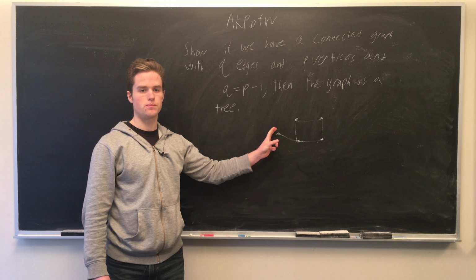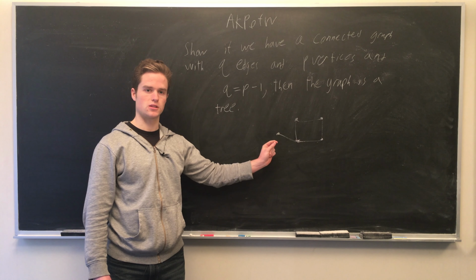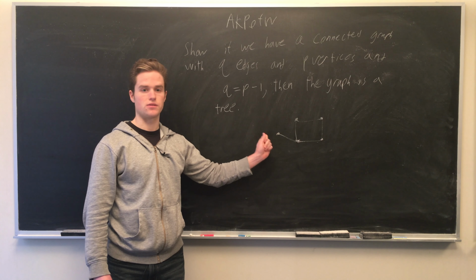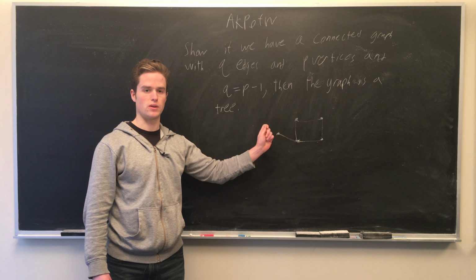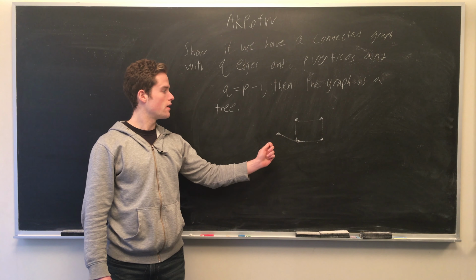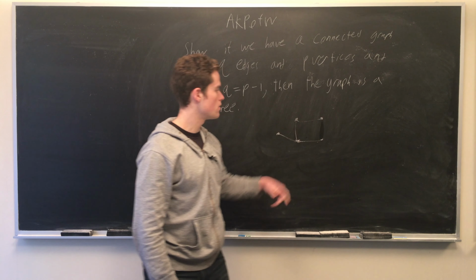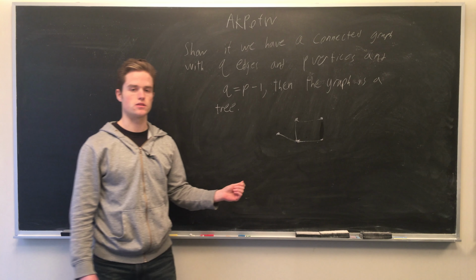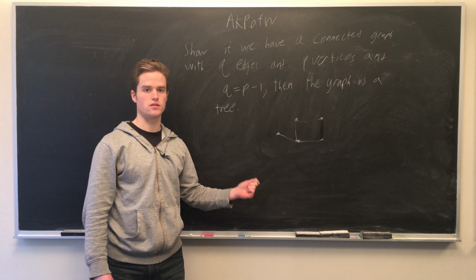And so we're going to proceed by picking any cycle in the graph and removing an edge from that cycle. Note that the graph is still connected, since in a cycle there are two paths between any of the vertices, so you can still get from any vertex to any other vertex. So we'll keep removing edges until we have no more cycles. And since the graph is still connected and has no cycles, it is a tree.